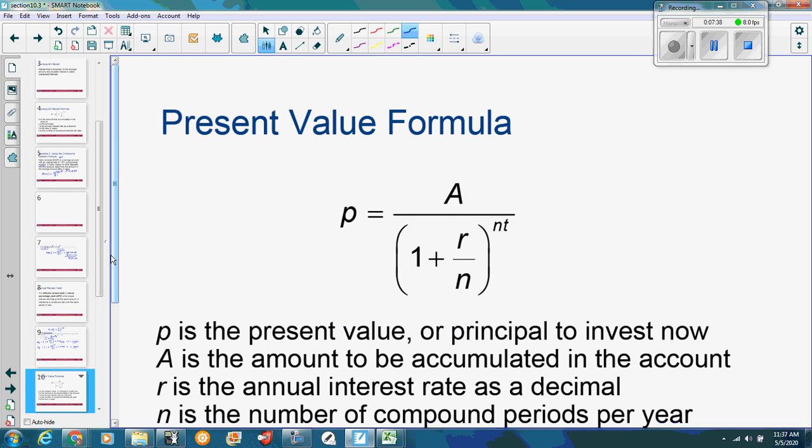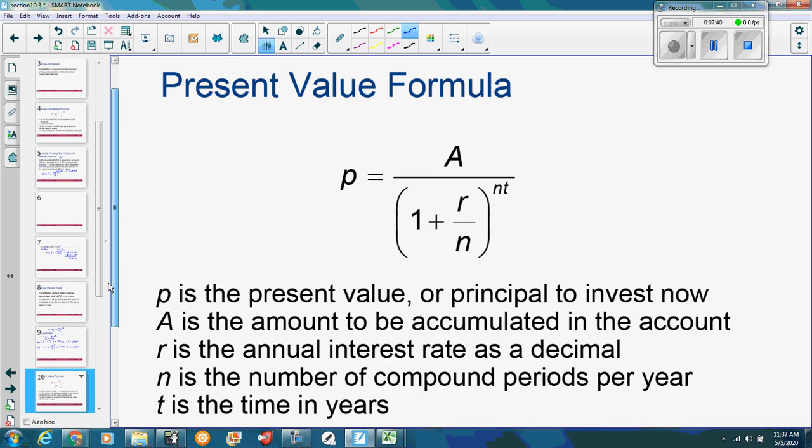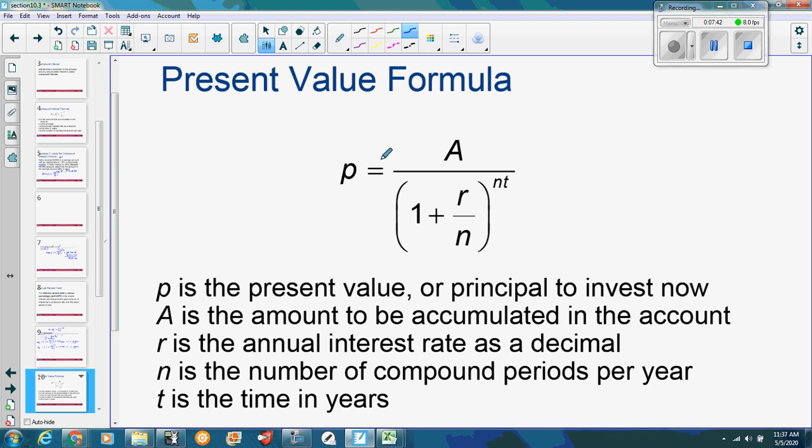Okay, so now this is another formula. This is the present value formula. So the only difference here is we're trying to find P, or the present value, to invest. Okay, so it's kind of like they took the other formula and they solved it for P. A is the amount accumulated, that's how much we want. R and N all stay the same.